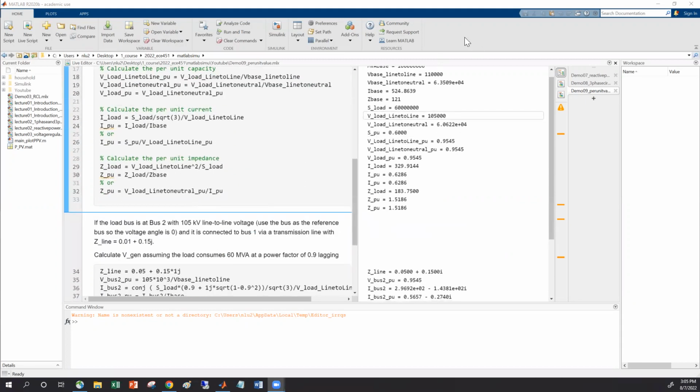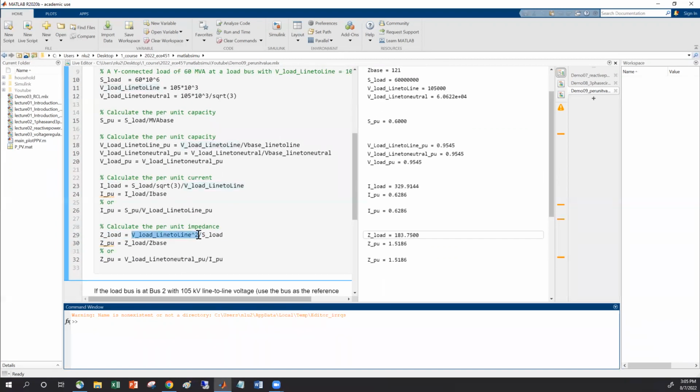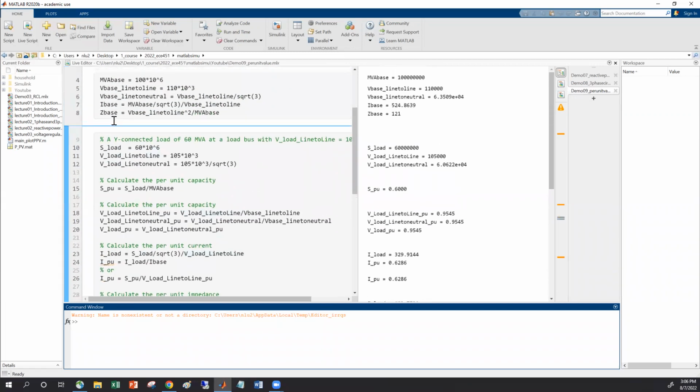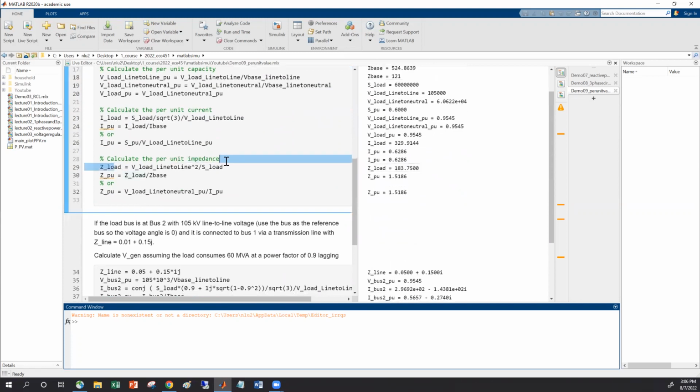So after we computed that, the last part is to compute the impedance. So the impedance again equals the line-to-line voltage, the square of it divided by the capacity. And once we computed this in ohms, we can divide this value by the base, which is right here. Okay, so you can see the base is 121, and the load when you compute it this way is 183. So when this is divided by the base value of 121, it equals 1.5. So this is very straightforward computing.